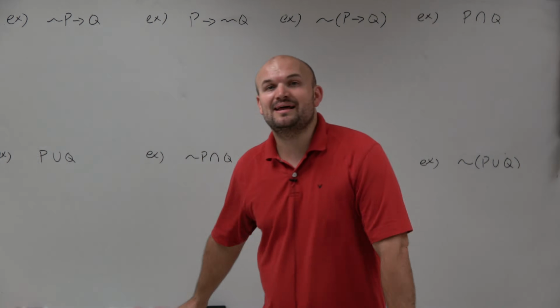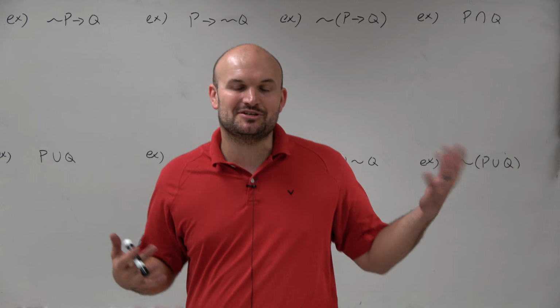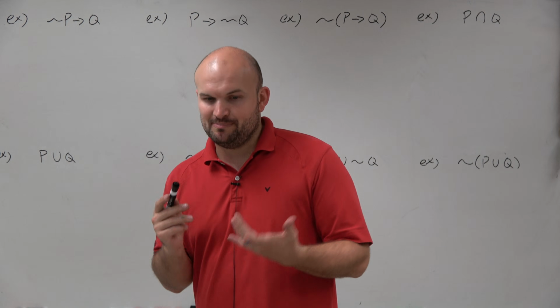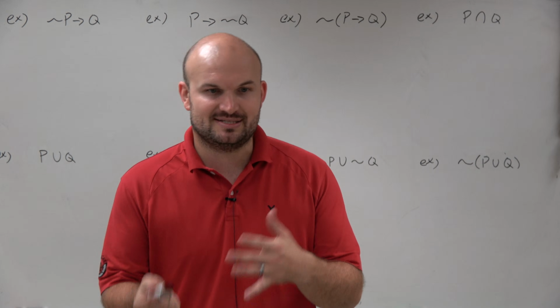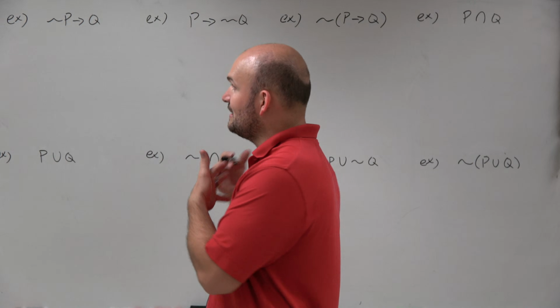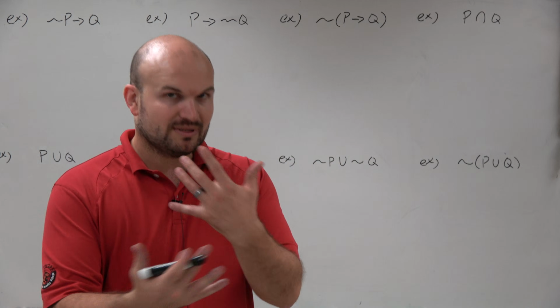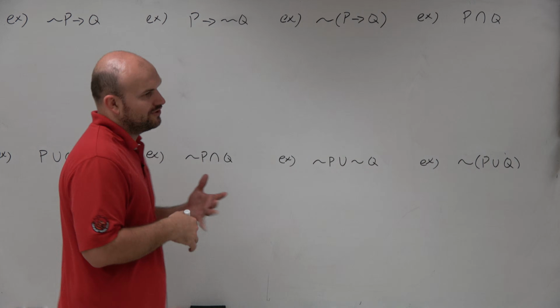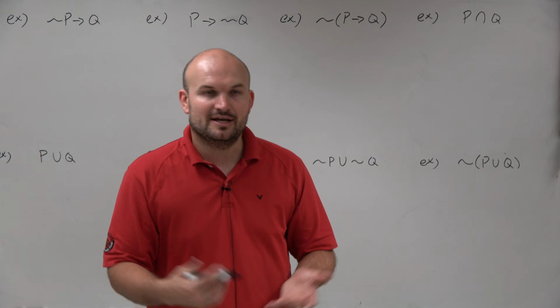Welcome, ladies and gentlemen. What I'd like to do is show you how to complete the truth table for a given statement. When completing the truth table, what we basically worked on was conditional statements, inverse, contrapositive, and converse statements. Now we're going to be dealing with some related statements. We're still doing conditional statements and negation, but they're not going to be your inverse, converse, and contrapositive.